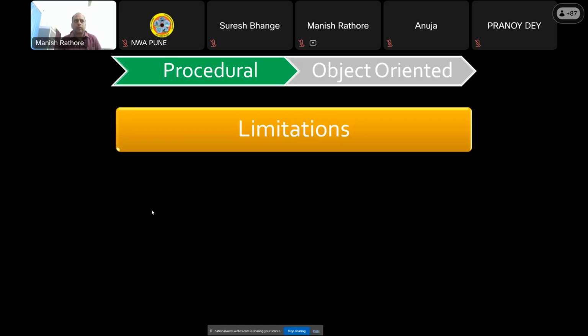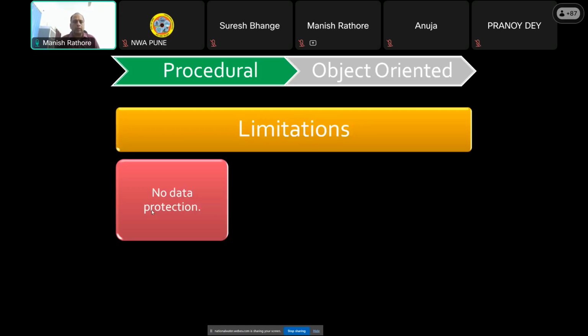There are some limitations of procedural programming. We are going to see those limitations. The first one is there is no data protection. If you are using a global variable which is accessible to all functions, then any function can modify that data.